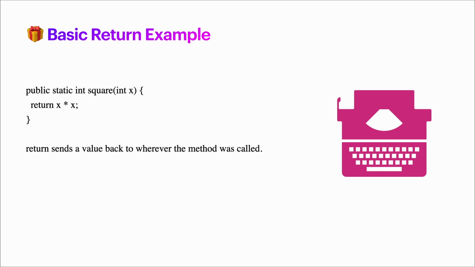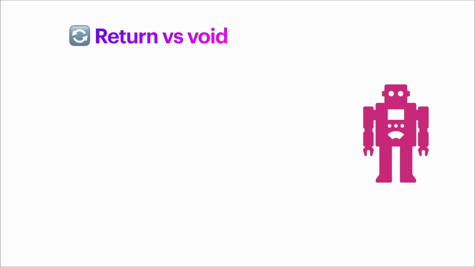After doing it, it returns the value back to wherever the method was called. So we save it into a variable, and I'll show you how that is done. Next we have return versus void. But before we go to return versus void, let us use the return value.